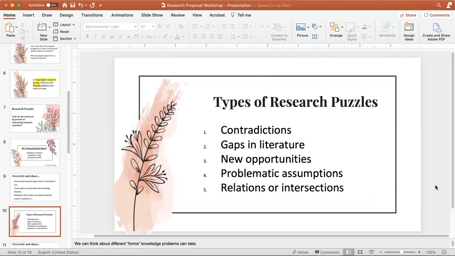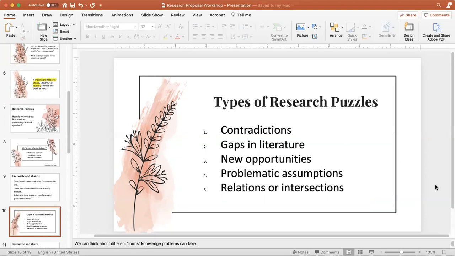All right, so types of research puzzles. Here are some common ways that people use to consider their own research puzzles and phrase their research questions. One could be that there are some contradictions in the data. Perhaps some scholars produced some research results that say this, but other scholars disagree. So now there are these contradictions that are important in such ways. Second, there may be some gaps in the literature. We don't fully understand this aspect and we don't really know everything about these topics.